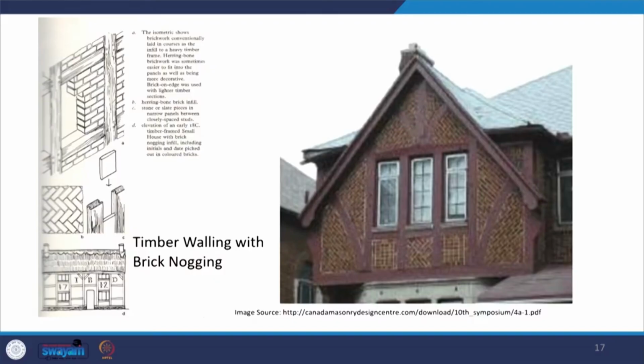And we talk about the timber walling with the brick nogging technique. As I said, once the frame is done, with the studs, sill plates and roof plates, then comes the infill material. We have talked about the wattle and daub technique, we have talked about the cladding techniques, and the brick nogging technique is also an important factor.